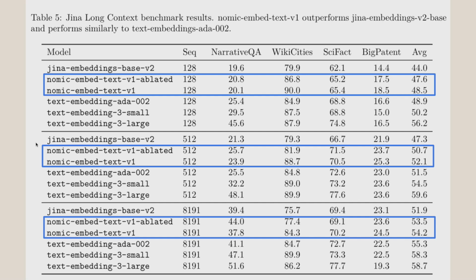These are the long context benchmark results. And again, it's outperforming the Jina embeddings v2 base, and it's performing similarly to the text-embedding-ada-002. So if we look at these averages in particular, it's outperforming Jina embeddings here, 48.5 to 44, and it's competitive with the OpenAI models.